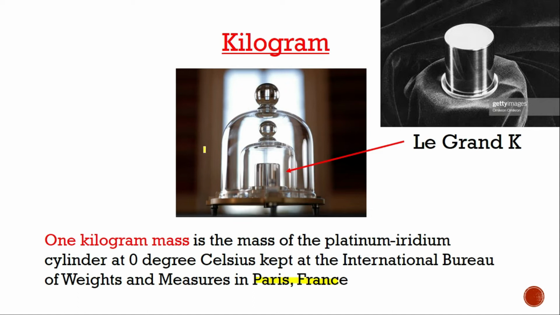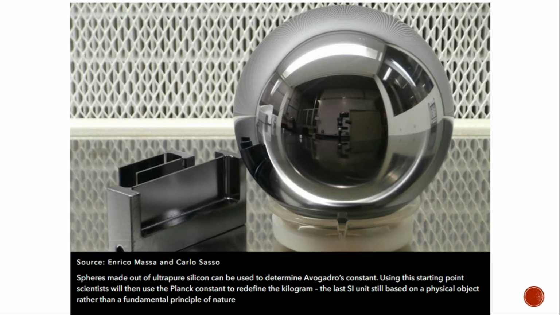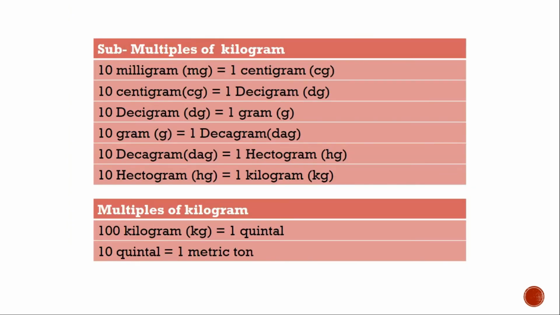And all the things that I said earlier about the platinum iridium alloy and temperature applies here as well, which means that this cylinder has also degraded with time, and the scientists are again trying to find a new definition of this 1 kilogram mass, and I think they are soon enough going to find one. As per the reports, the scientists are using this perfectly round sphere made up of silicon to give us the new definition of kilogram. Now, just like meter, kilogram also has its own multiples and submultiples to measure the masses of different sizes.